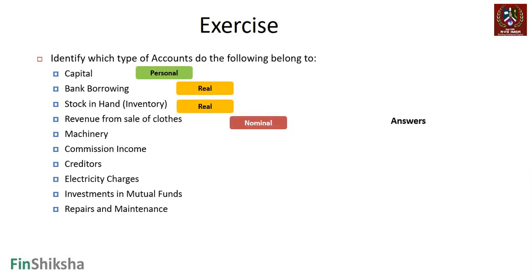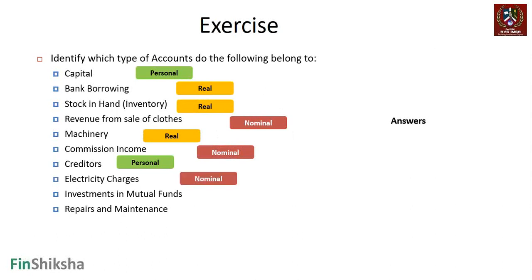Revenue is a nominal account, correct? Machinery is a real account. Commission income is again a nominal account, right? Creditors are personal individuals, entities, so they will be a personal account. Electricity charges are going to be nominal accounts because these are expenses, correct? Investments in mutual funds are going to be real, it's like an asset, right? So real account. Repairs and maintenance are expenses essentially, so those will be nominal accounts, right? So that's basically how you go about classifying all these individual headers into accounts.